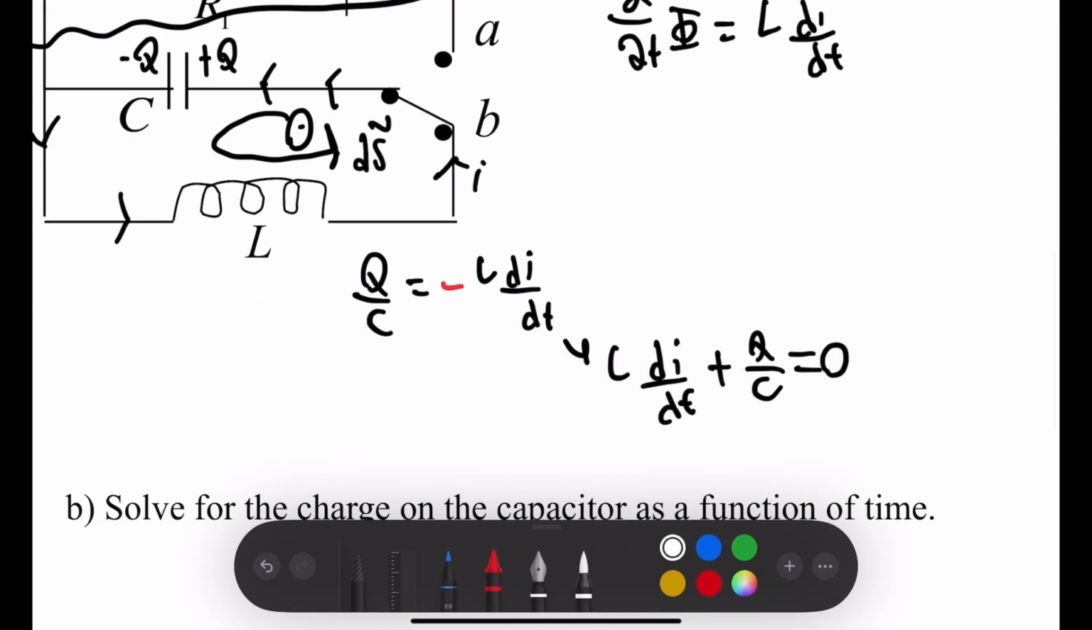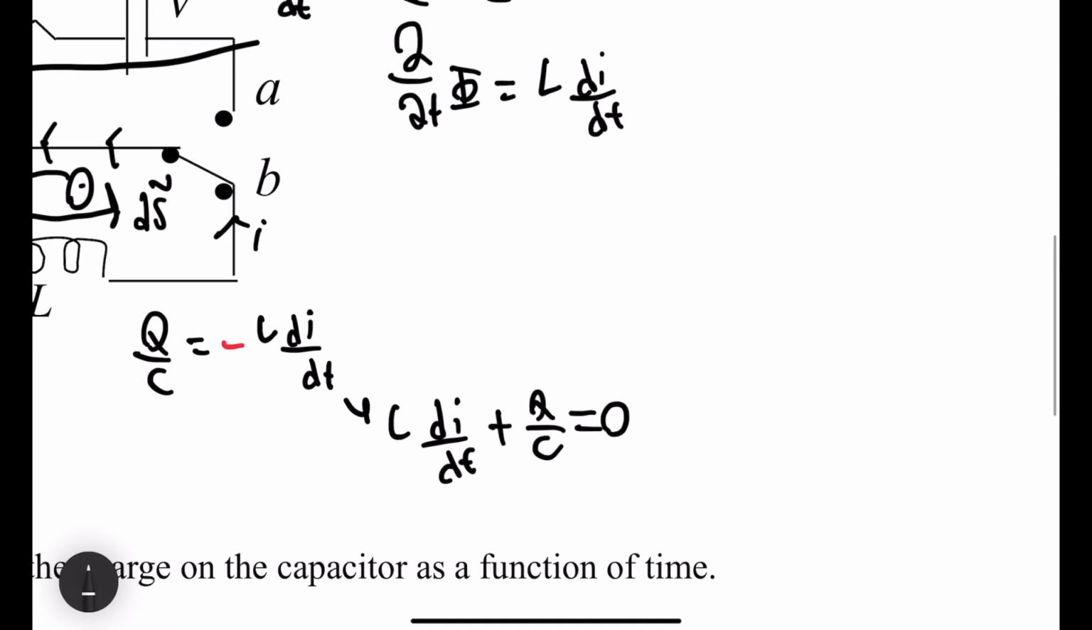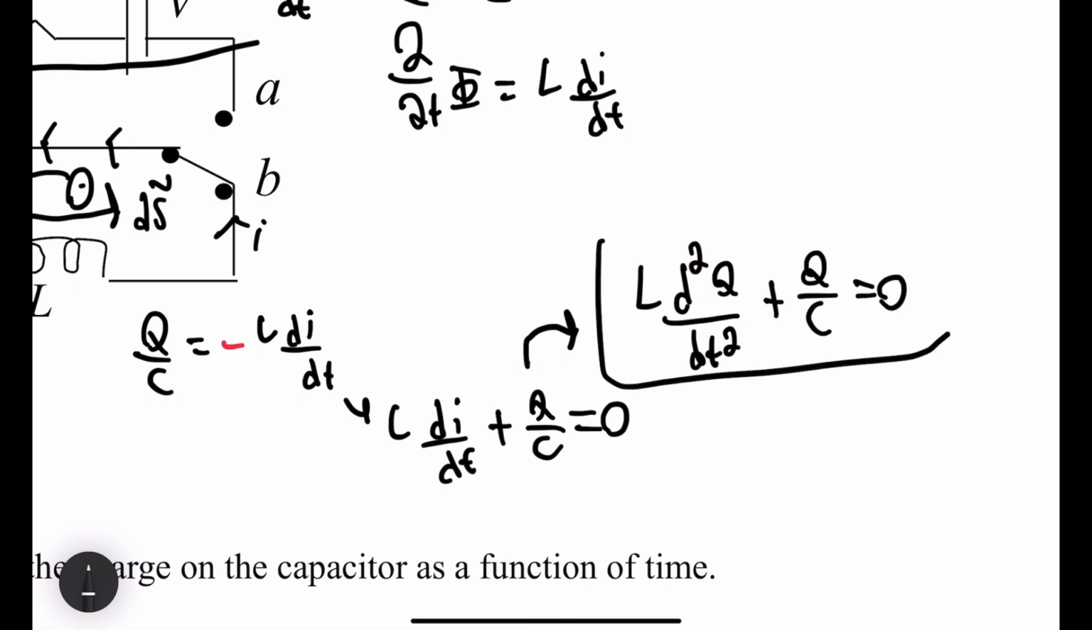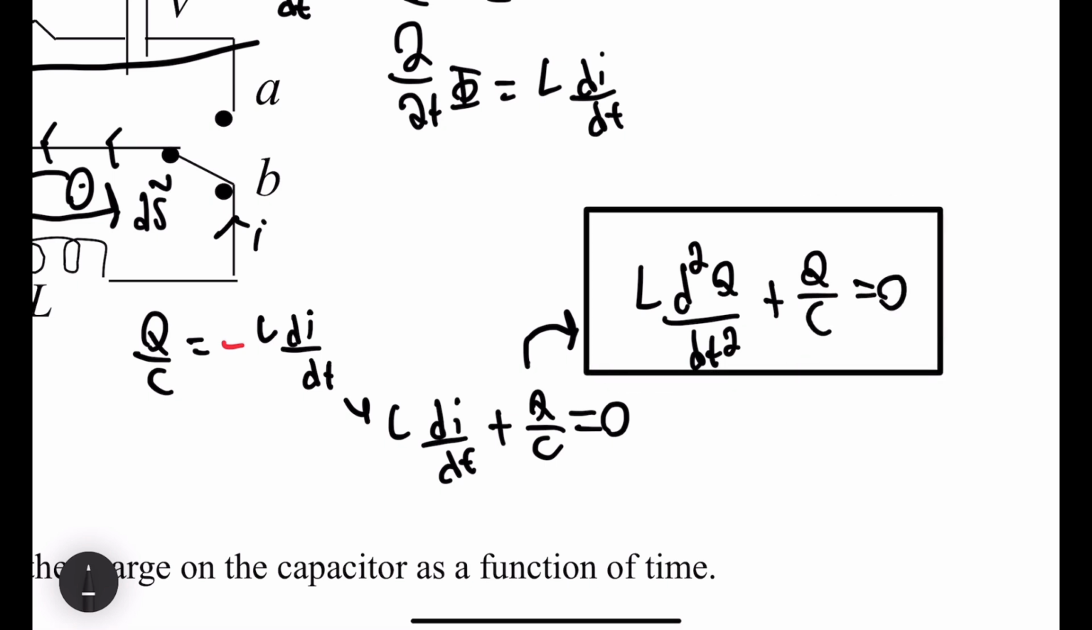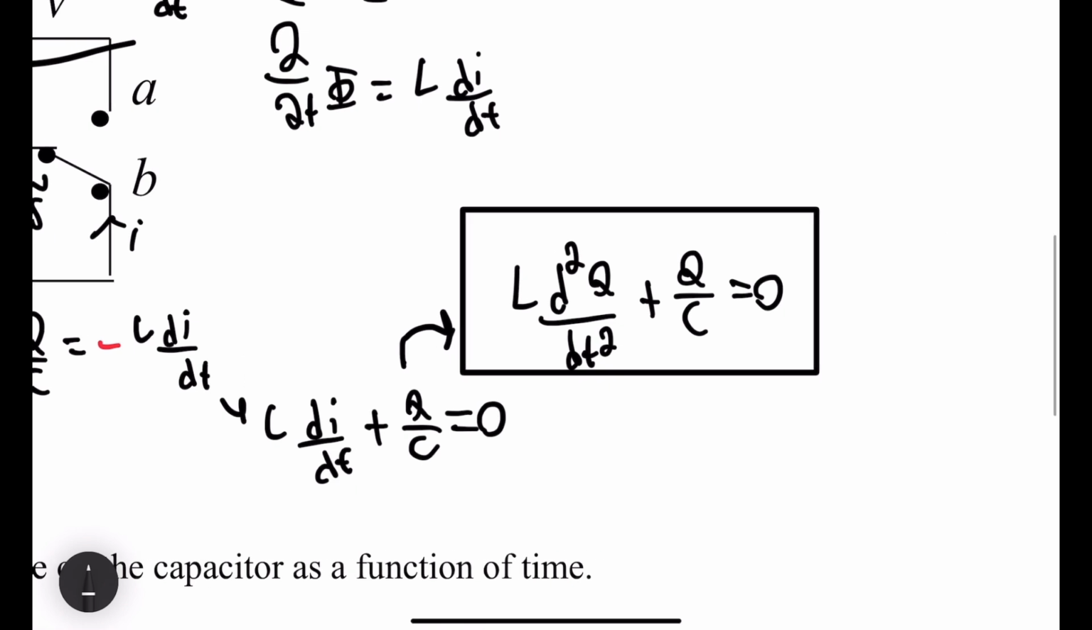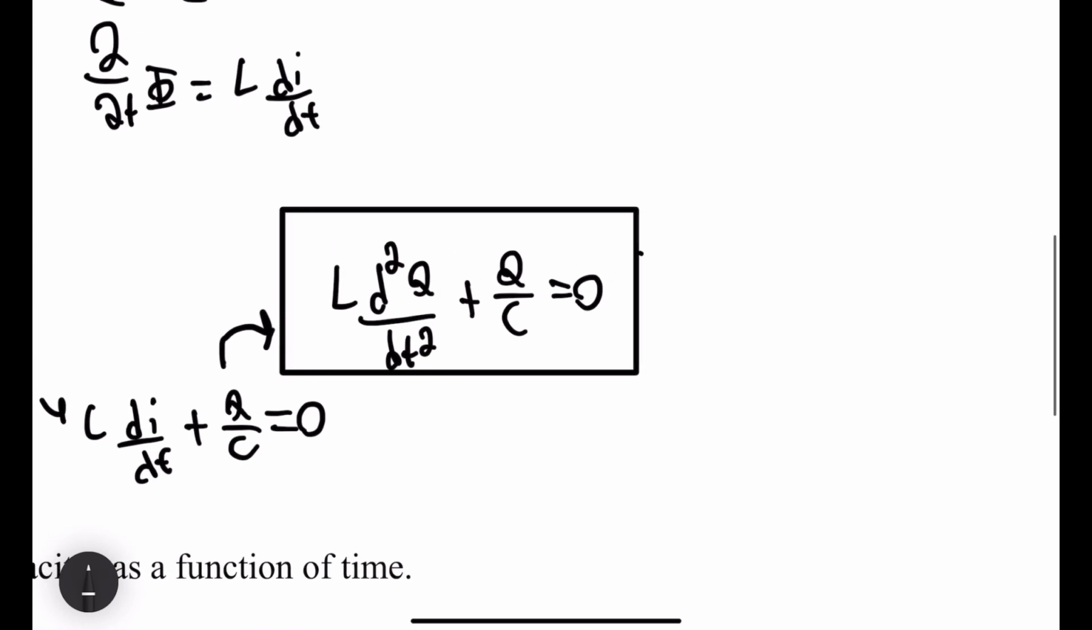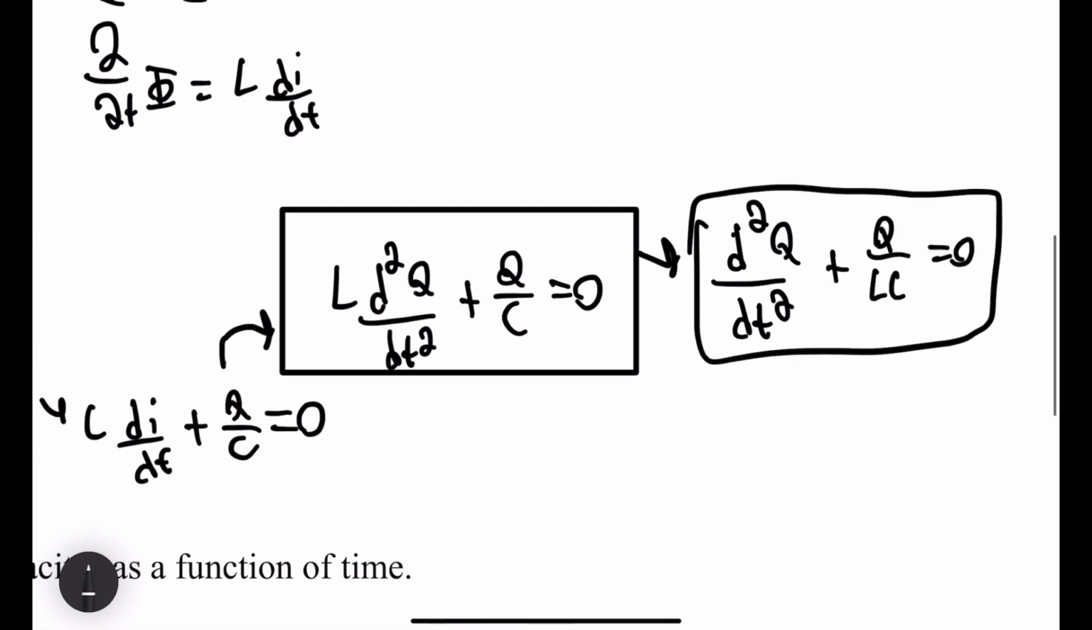But I want an equation that tells me the charge. So I've got to convert current, the di dt, with respect to the charge. So that would be L d squared Q over dt squared plus Q over C is equal to 0. And typically you would divide by L. So you could say d squared Q dt squared plus Q over LC equals 0. Because you would do this to get it in the form to solve it, which we'll do probably in the next step.